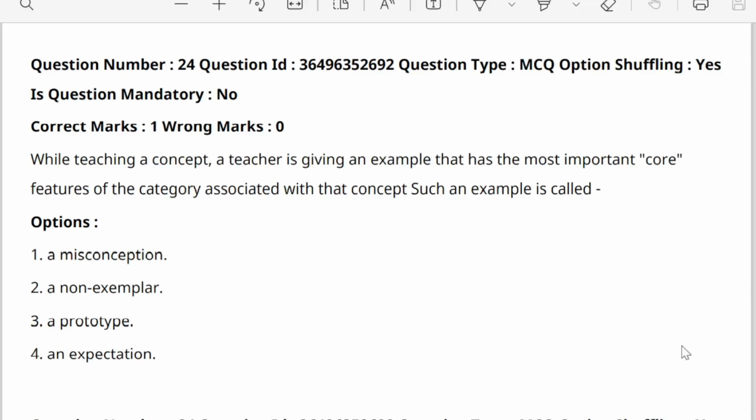While teaching a concept, a teacher is giving an example that has the most important core features of the category associated with the concept. Such an example is called a misconception, a non-exemplar, a prototype, or an exception. So anything which gives the core features of a category is called a prototype. That means something which is very similar to the type that is being made or being thought of. So the correct answer is 3, a prototype.